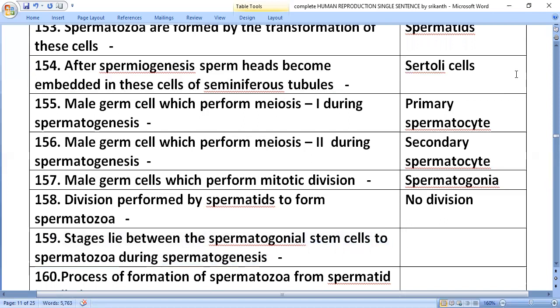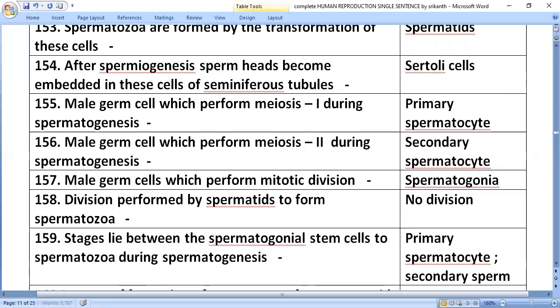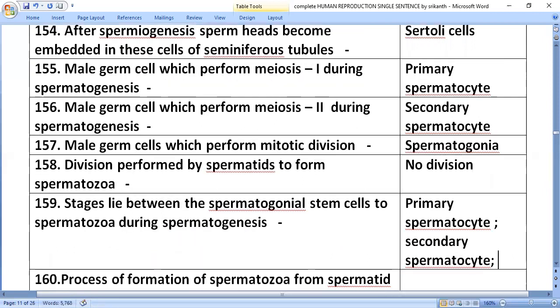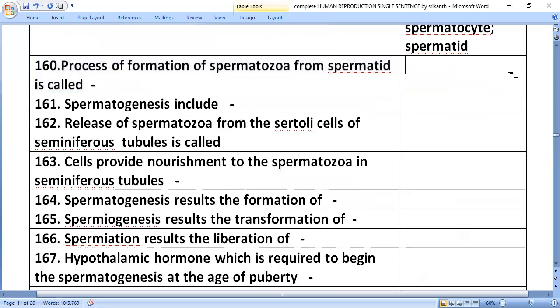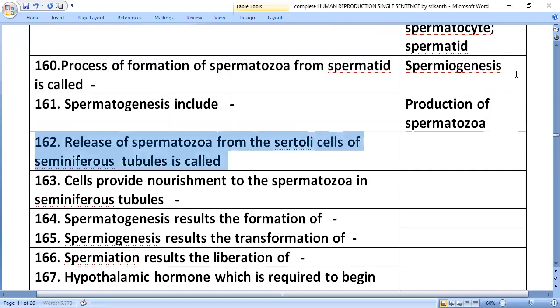Stages that lie between the spermatogonial stem cells and spermatozoa during spermatogenesis: primary spermatocyte, secondary spermatocyte, and secondary spermatocyte forms spermatid. Process of formation of spermatozoa from spermatid is called spermiogenesis. Spermatogenesis includes production of spermatozoa.